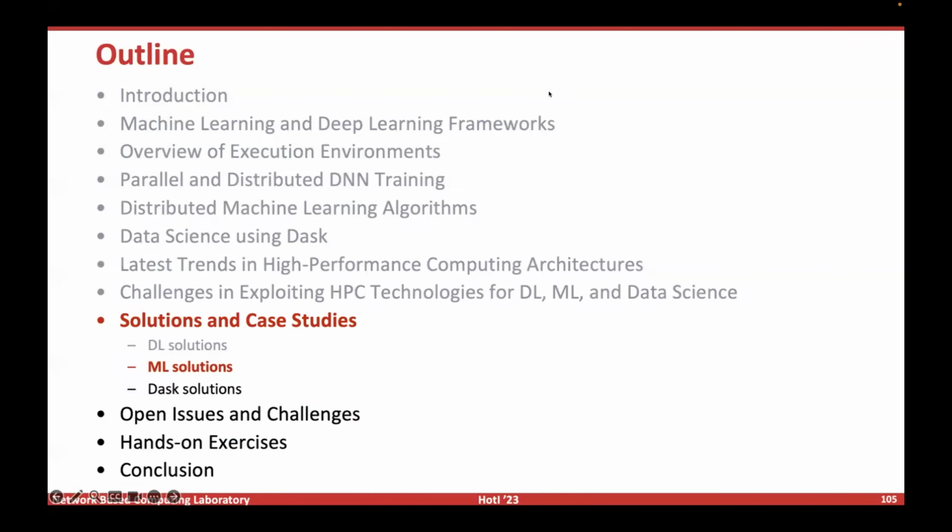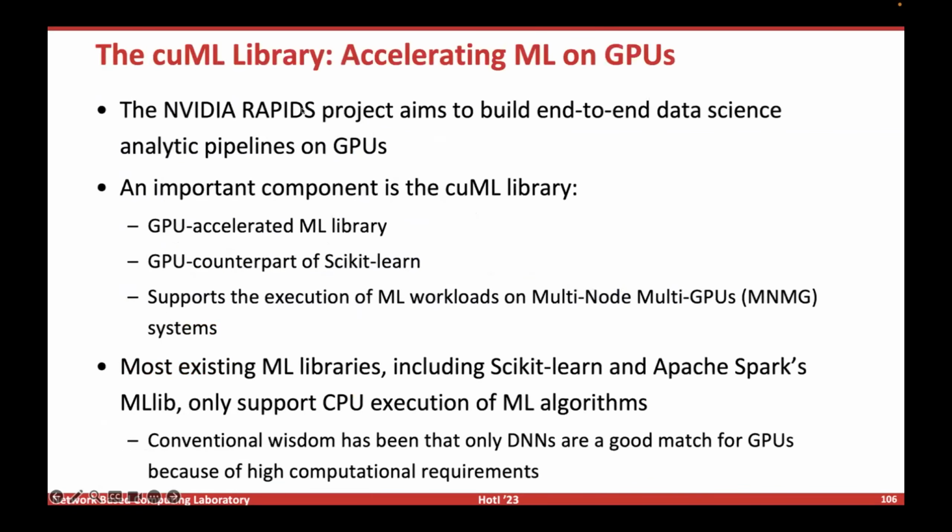Okay, so we'll now present some of the ML and Dask solutions. The first solution that we would like to talk about is the CoML library. This library comes from the NVIDIA Rapids project, and this aims to build an end-to-end data science analytic pipeline on GPUs. As I've discussed earlier, if you're trying to do machine learning today, the best library out there is scikit-learn, but it doesn't have support for GPUs. And then NVIDIA is trying to fix that issue by coming up with this CoML library.